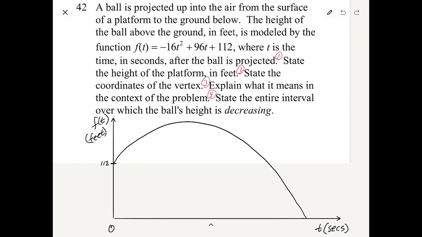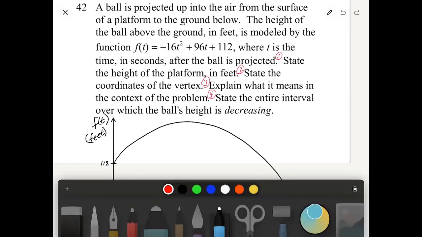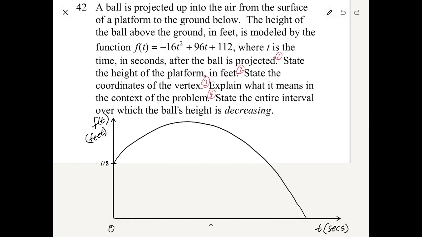It says a ball is projected up in the air from the surface of a platform to the ground below. The height of the ball above the ground in feet is modeled by the function f of t equals negative 16t squared plus 96t plus 112, where t is the time in seconds after the ball is projected. And all that projected means is it's being thrown up in the air.